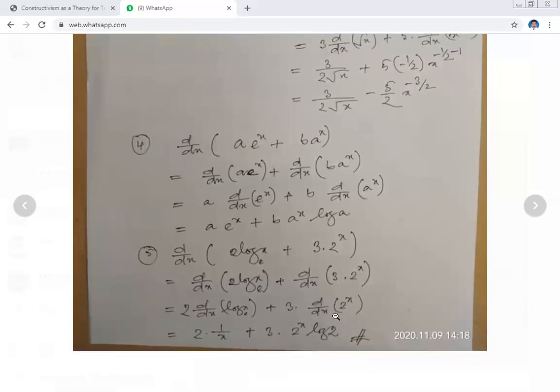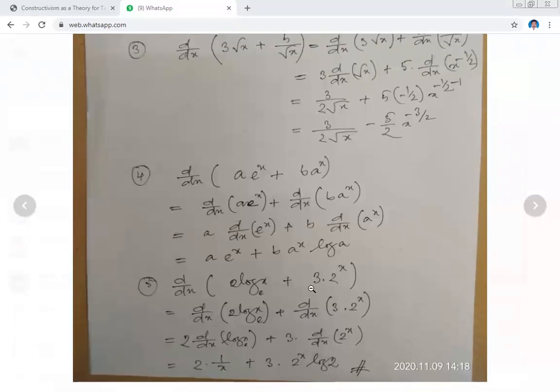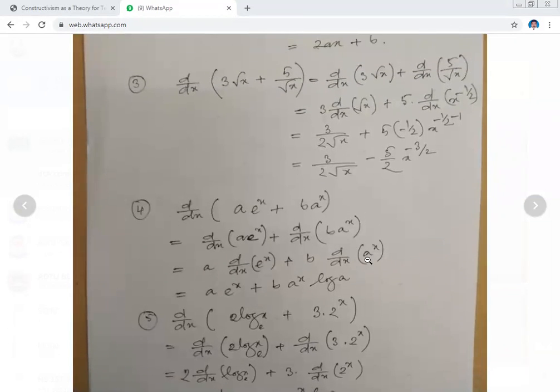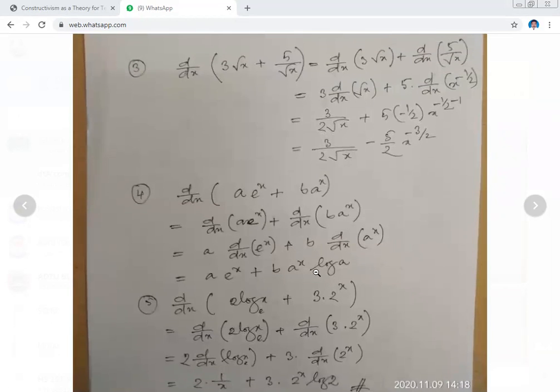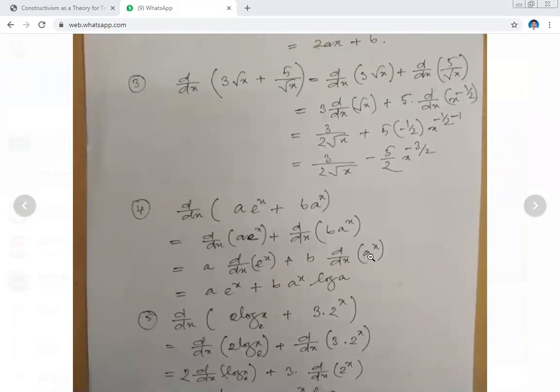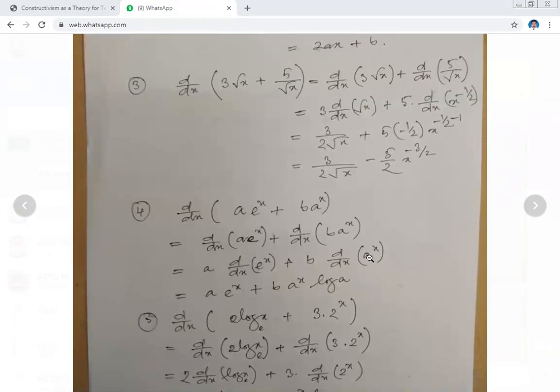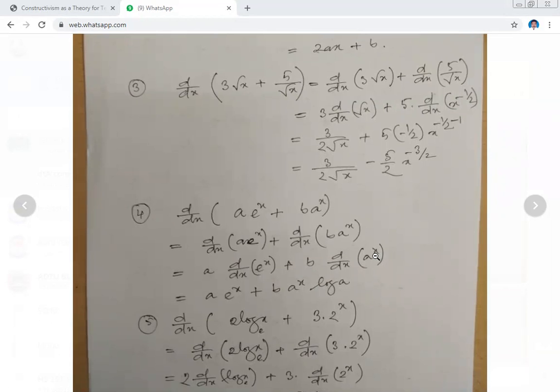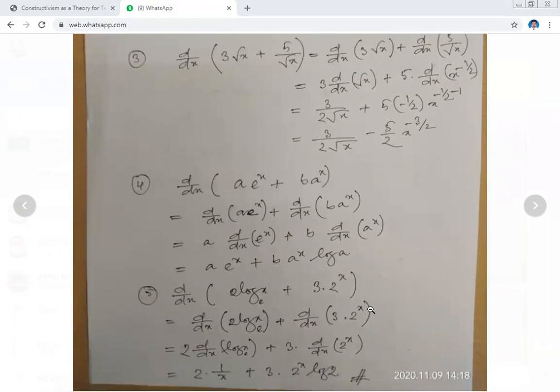So d/dx of 2 to the power x. 2 to the power x means we have to follow the formula a to the power x. So what is the formula for a to the power x? That means derivative of a to the power x used in the above example. d/dx of a to the power x means a to the power x log of a. Now a to the power x, here a is any constant and positive constant, and x is variable here. So it is exactly the same form.